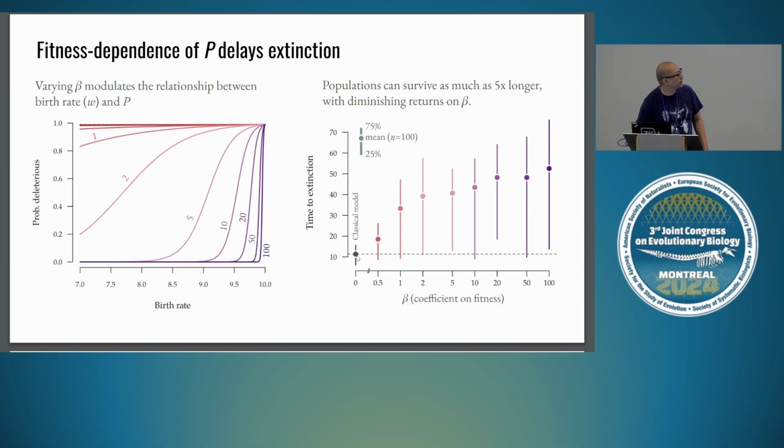So here we have the classical model, beta 0, and we're increasing beta, and that's, let's say, 4 times, 5 times further out until the mean time to extinction. The thing that jumps out to me, one thing, there's a ton of variation.